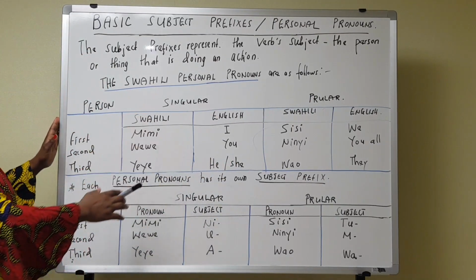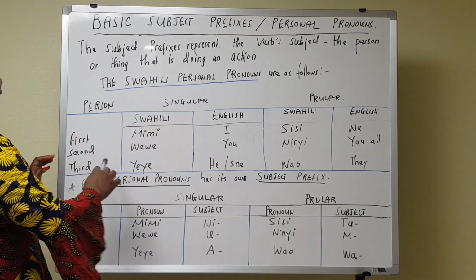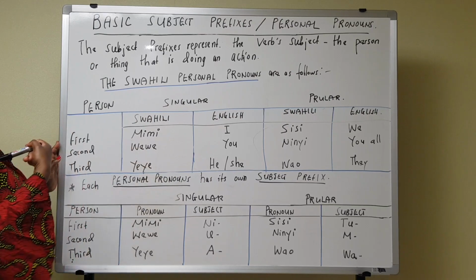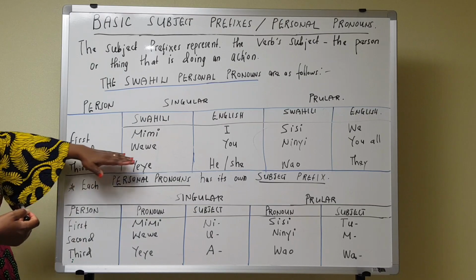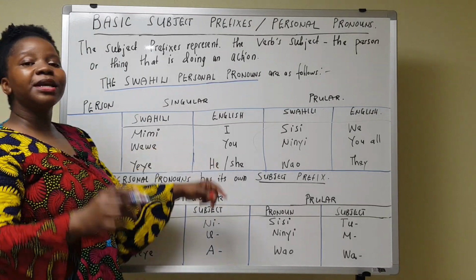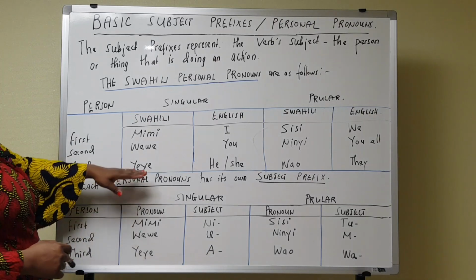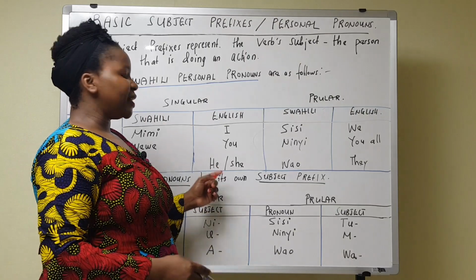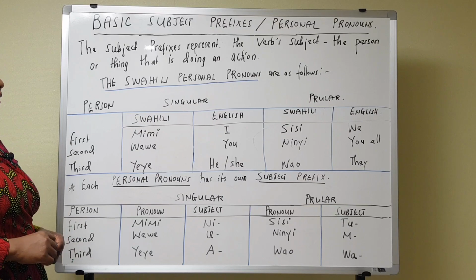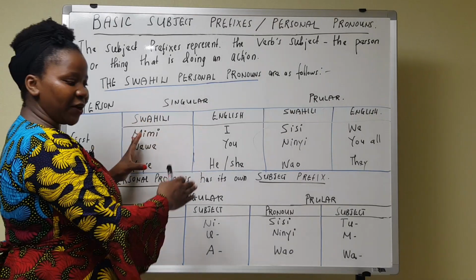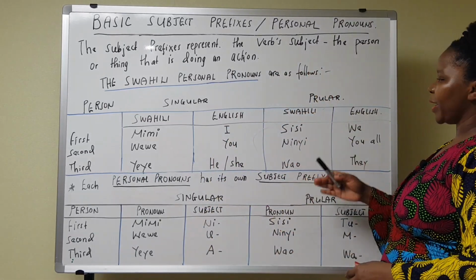So let's repeat again. The Swahili personal pronouns in singular: the first one is Mimi, okay? And the second is Wewe, which is you. And the third person is Yeye, which is he or she. Are we together? Okay, so this is the singular part. Let's look at the plural part.